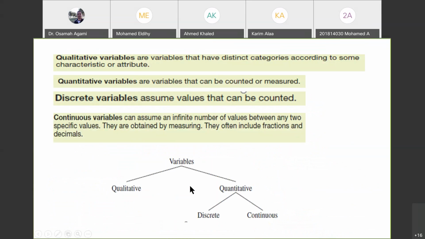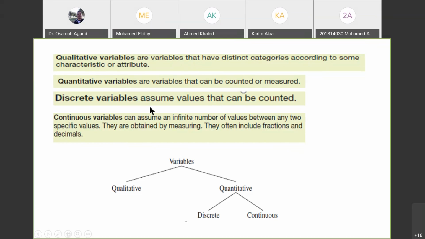Next, we know yesterday we have qualitative variables and quantitative variables, or qualitative data and quantitative data. The quantitative variable is the one I can do mathematics over. I can sum it, I can subtract it, and I can square it; mathematical operations can be done over the quantitative. But the qualitative, I cannot do any mathematical operation. I cannot add colors or subtract colors, right?